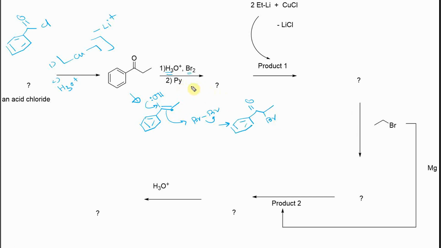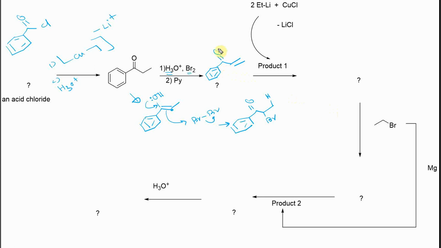Now when you treat this with pyridine, the pyridine is going to abstract that hydrogen and it will give you dehydrohalogenation and you will get the alpha beta unsaturated ketone. So you're going to get that product.